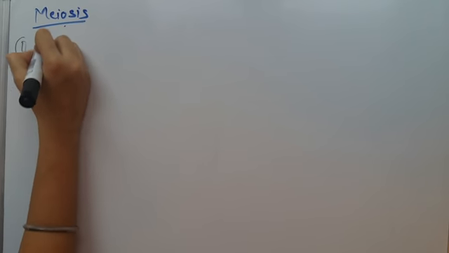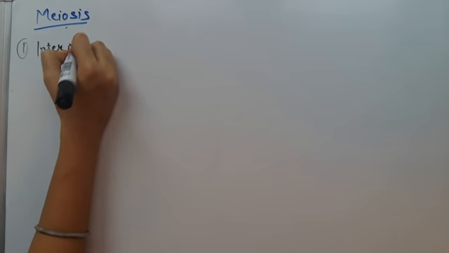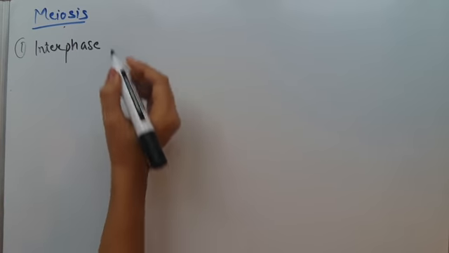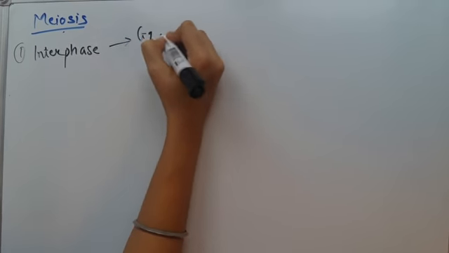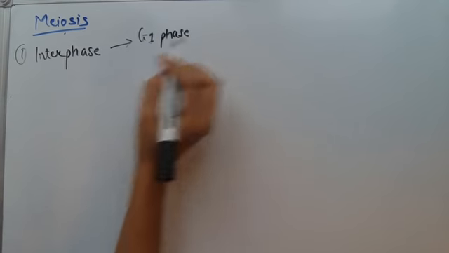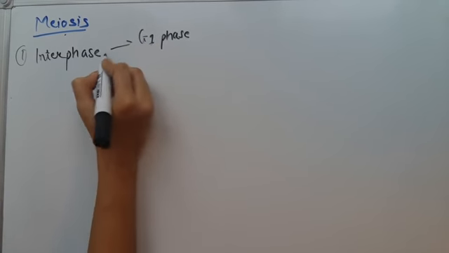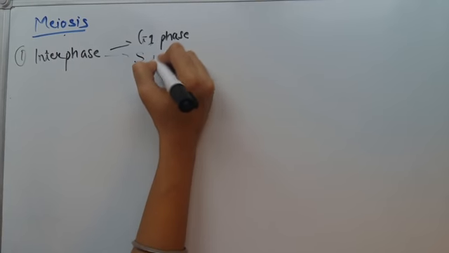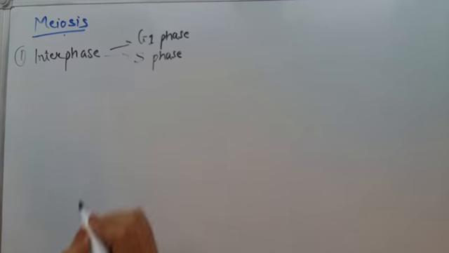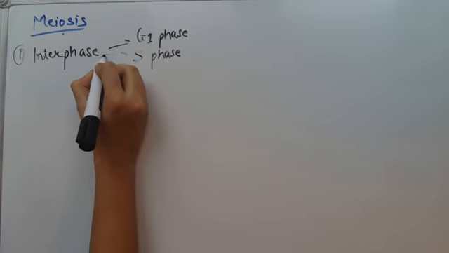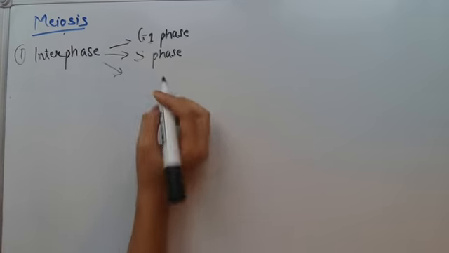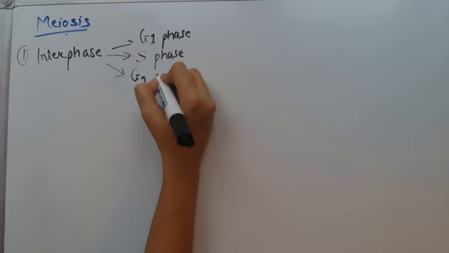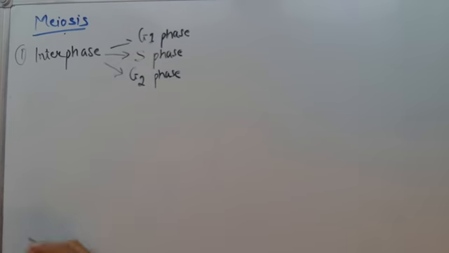The first phase is interphase, and interphase is just like mitosis. It has three stages. G1 phase, in which the cell grows bigger with the help of nutrients from the environment. The second stage is S phase, which is the synthesis phase, and the main event occurring in this phase is duplication or replication of chromosomes. Then the third phase is G2 phase, where all the other organelles duplicate.